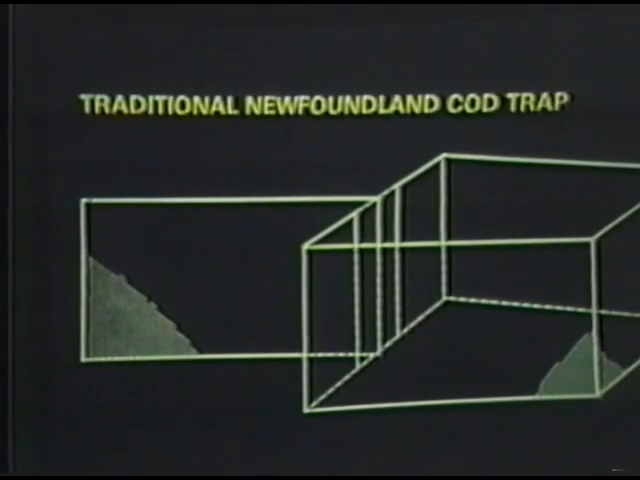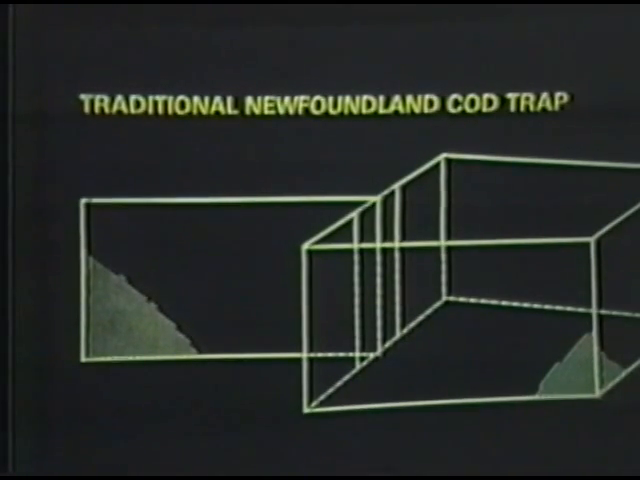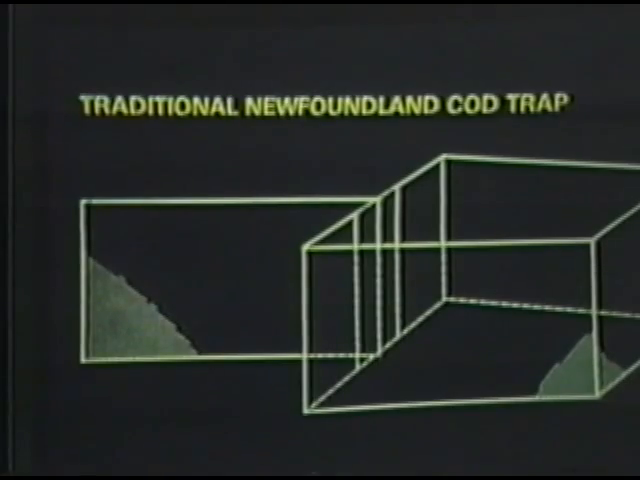The cod trap is basically a room with 4 walls and a floor constructed of netting. Fish enter the trap through a 6-foot wide doorway in the front wall. Extending outward from the center of the doorway is a long wall of netting, which, because of its function of leading fish into the trap, came to be called the leader.